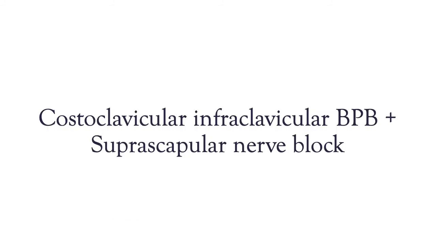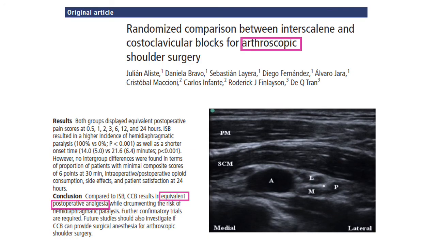So now it comes to the infraclavicular block plus the suprascapular block. There are quite a few studies talking about the use of infraclavicular block. In the past, we all thought that it is inadequate to block the shoulder, but if you add the suprascapular block, it seems to be a reasonable combination. So for this study, they compare the combination of costoclavicular block with the interscalene nerve block. They found that in terms of post-op analgesia, they are equivalent.